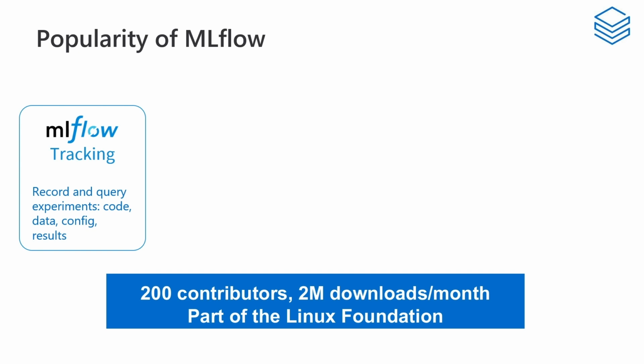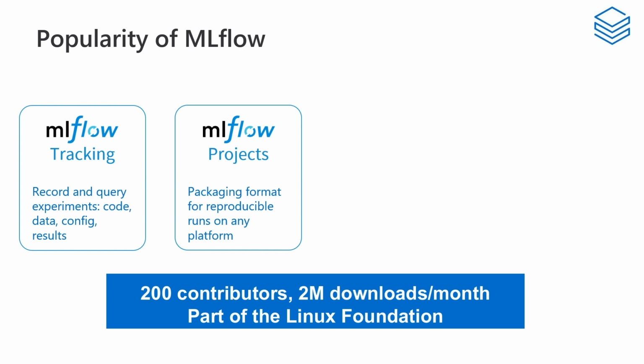MLflow has several components. The most prominent among them is the tracking component, which allows you to capture runs and experiments as you're looking for the best model, and all the metrics and artifacts that are produced from these runs. All of these experiments and runs can be viewed from within Azure Databricks, and these can be shared with others and also access controlled. MLflow Projects is a packaging format which allows you to package up your data science code in a reusable and reproducible way.